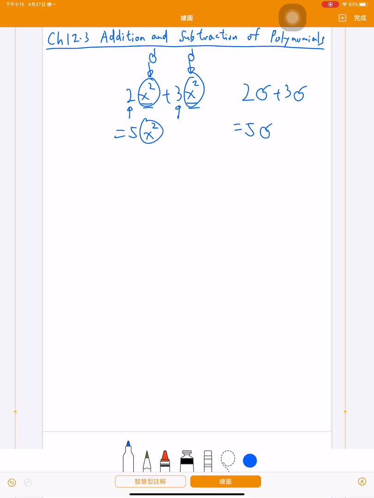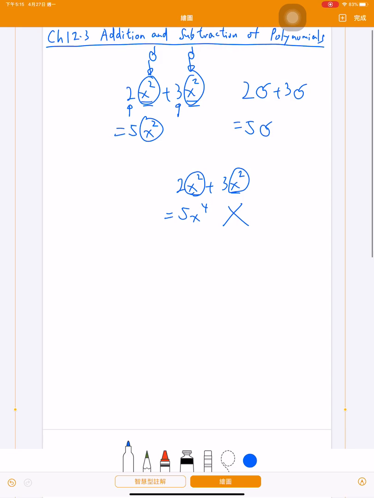Okay, so remember, don't write down something like this. Some of you may have some common mistakes that, oh, this one 2 plus 3 is 5, and then become x to the power 4, because you are confused of the index law. You think that they are multiplication, so that x squared times x squared is x to the power 4. This one is not correct, because these two are the like terms. Add them together, this one should be the same, that is, it should be x squared. Okay, 2 apple plus 3 apple will not become apple pie, right? It will also become an apple.